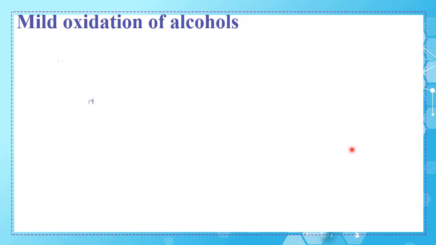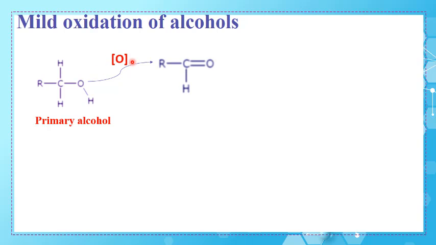What are the products of mild oxidation? Look. Here is a primary alcohol. As you can see, this carbon is attached to only one alkyl group. Upon a mild oxidation, this is the symbol of mild oxidation, a primary alcohol gives this compound, which is an aldehyde, because look at the functional group, the carbonyl group, and here we have H, an aldehyde.